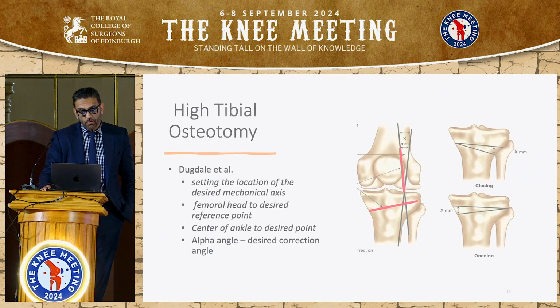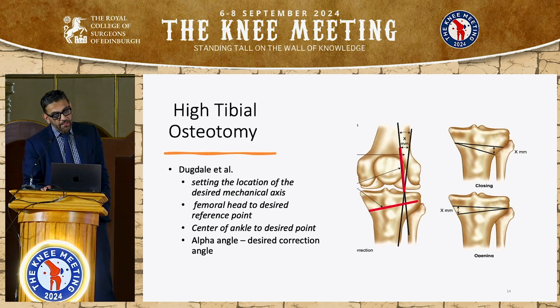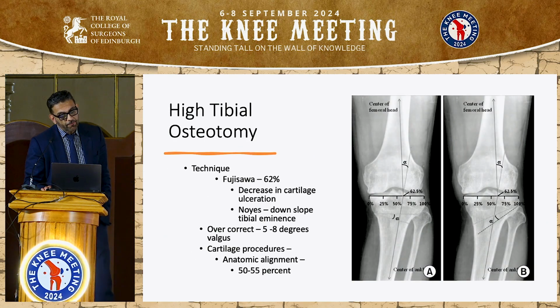So my question was, where do you do it? Do we do it down the center? Or do we do it at Fujisawa's point, 62%? Or Noyes' point, when he talks about downsloping of the tibial eminence? Do we overcorrect? Or do we go more 50, 55% slightly during the cartilage procedures?